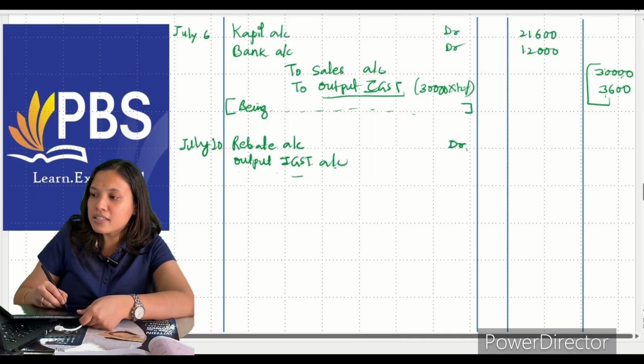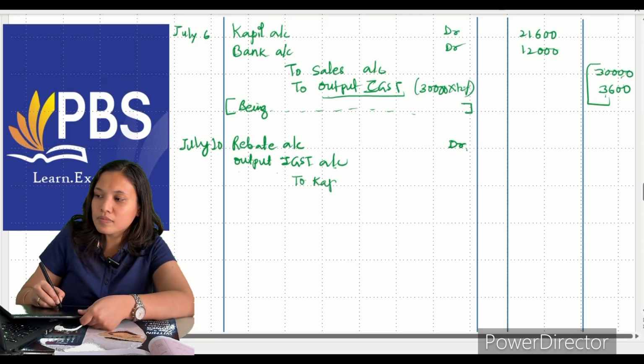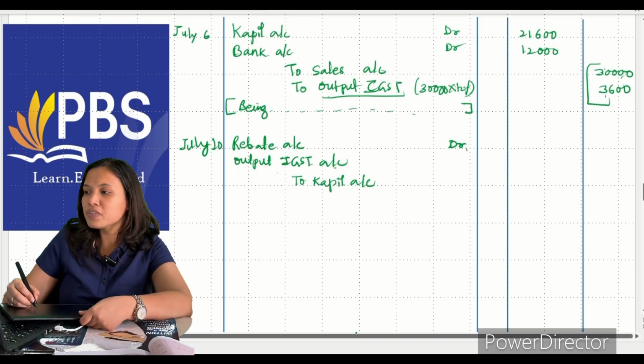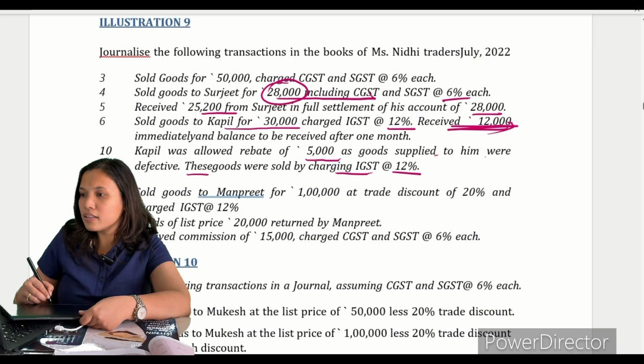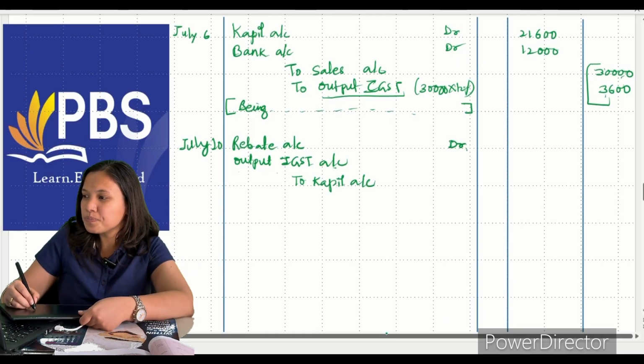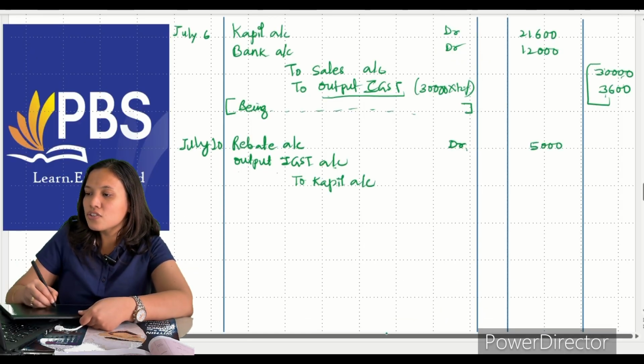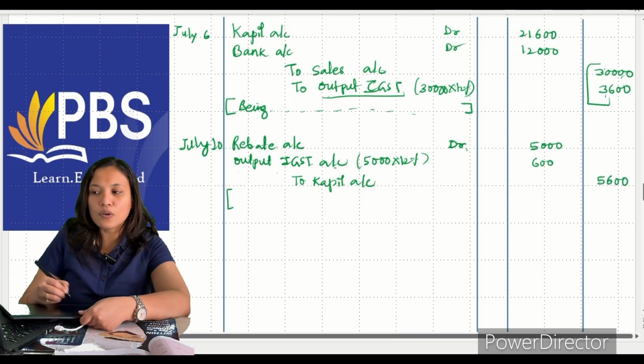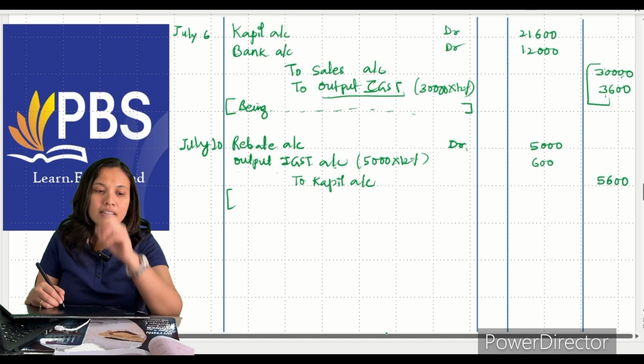We will write this note also if you want. To Kapil's account. So what was the amount of rebate given to him? I guess, let me check. The amount is 5,000. GST means 5,000 into 12%, that is 600. So total Kapil's account, it is 5,600. I hope you are clear with this. Please write down the narration.